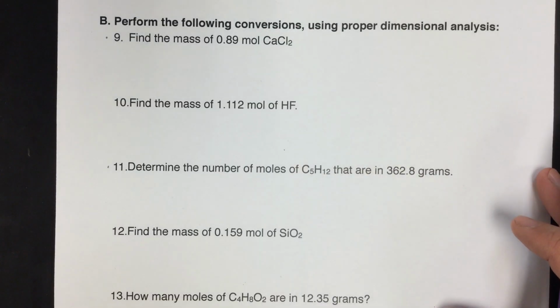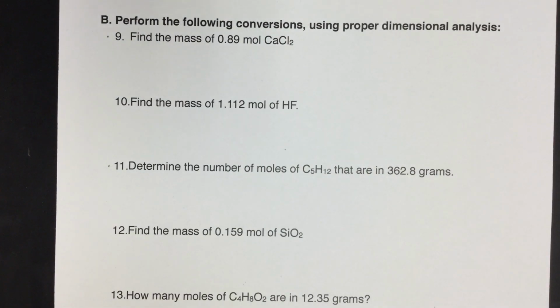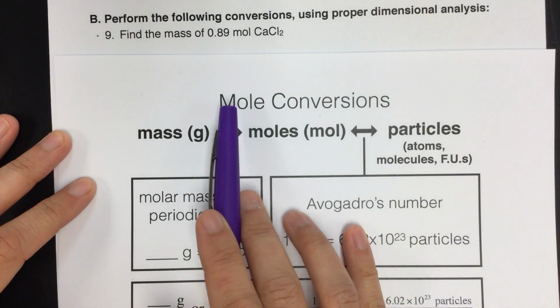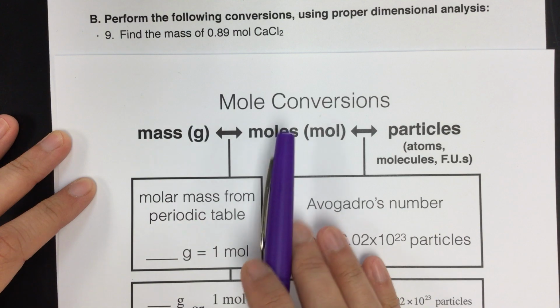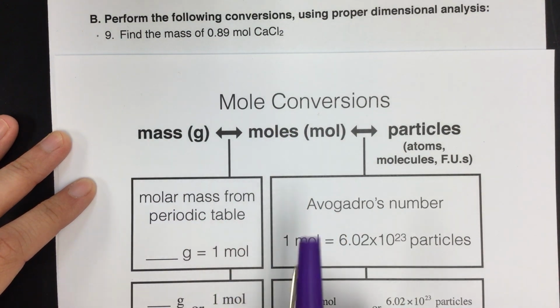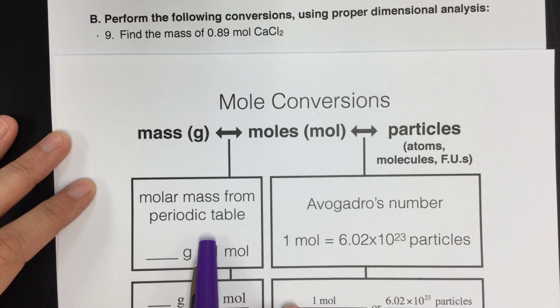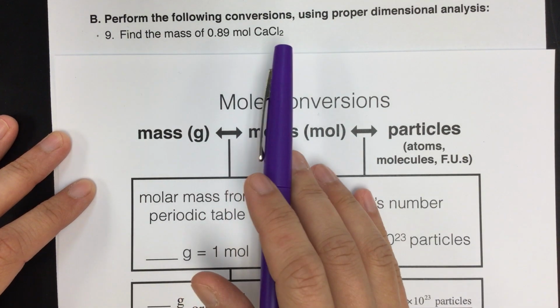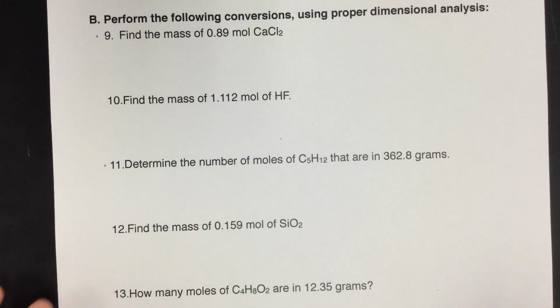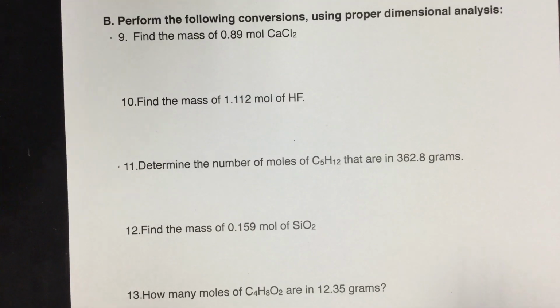Okay. So the first one is asking us to find the mass, and we are given the moles. So using our sheet here, we are at this point with the 0.89 moles, and it's asking for mass. So we want to go from here to here. In order to do that, we're going to need the molar mass from the periodic table of calcium chloride. So first I'm going to calculate the molar mass, which is what we did in the other video, so I'm going to go pretty quickly over this one.